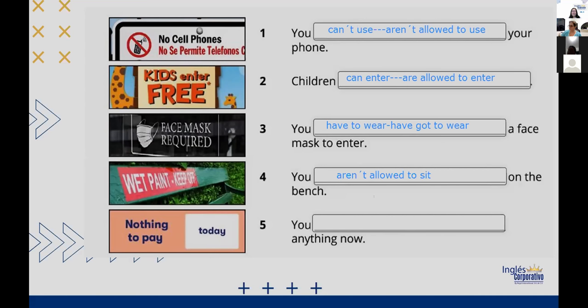Next, nothing to pay today. Free. That's nice. Nothing to pay. It's a permission. You can enter free. You can take something free. All right. Nadie paga hoy. Let's put it in negative if it sounds fine. You don't have to pay. You don't have to pay anything now. It's not necessary. It's not an obligation, right? You don't have to.